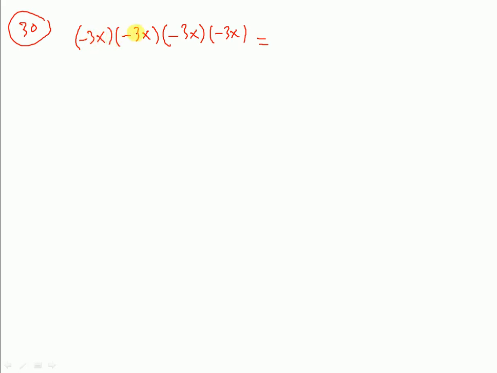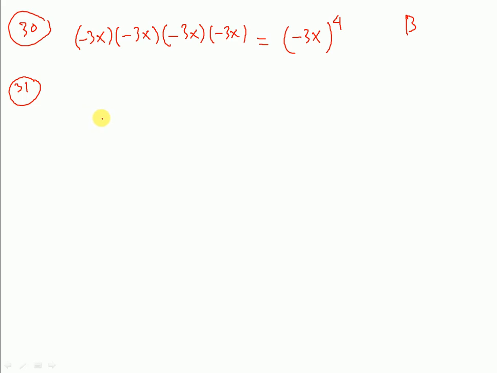Now, 3 times 3 times 3 times 3. 3 times 3 is 9, 9 times 3 is 27. 27 times 3, it should be 81. But remember, they asked us to write the expression with the exponent. So we have minus 3x multiplied by itself 4 times. That means minus 3x to the power of 4. So the answer should be B.